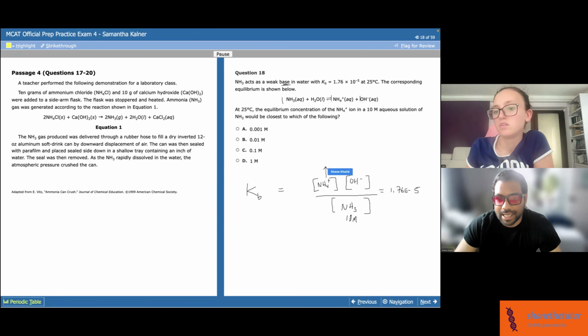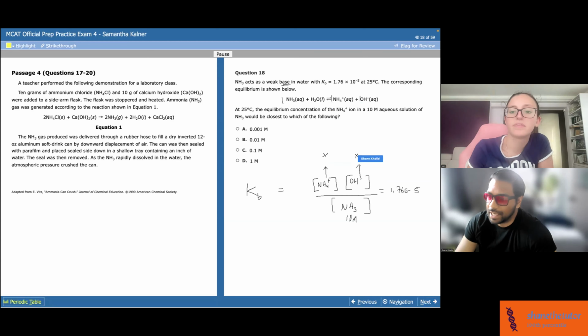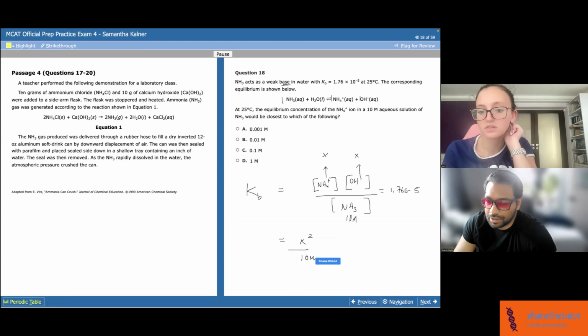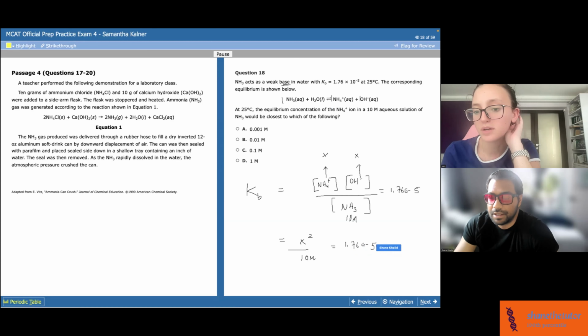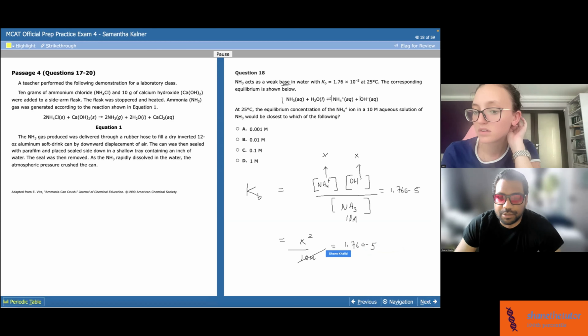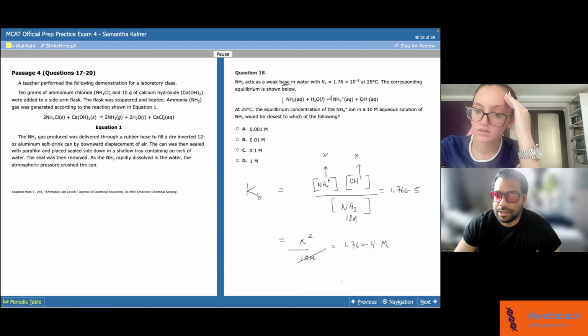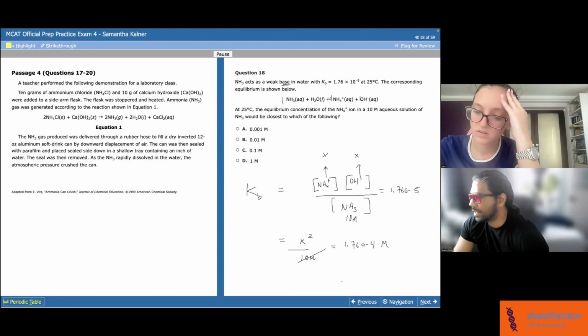So that means we can set this equal to x and this equal to x, to get x squared over 10 molar is 1.76 e negative 5. And then you can multiply it by 10 molar. So then this would just be e minus 4. And then square root of that. So how would we do a square root of something like this?